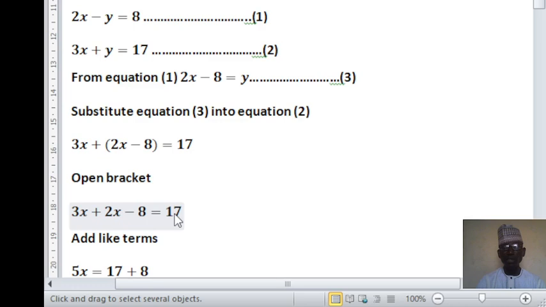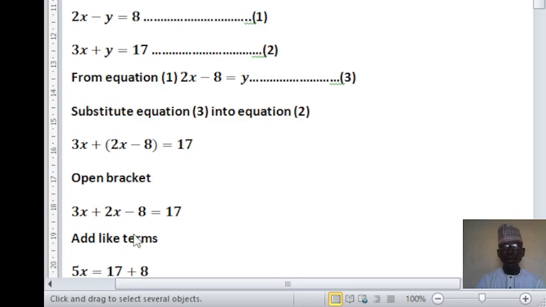You may not be seeing the 1, but we assume that there is 1 before the bracket. After plus, there is always an imaginary 1 here. So in case some of you say, where is the 1? That is how we got this equation. That is how we open the bracket.